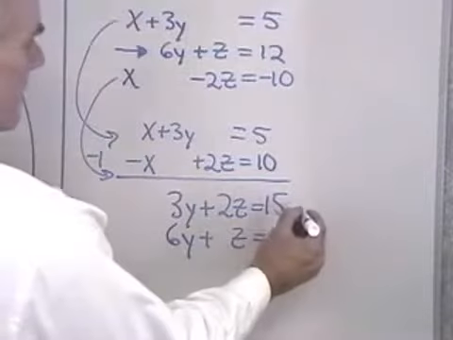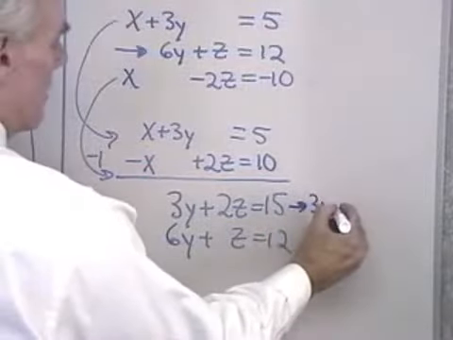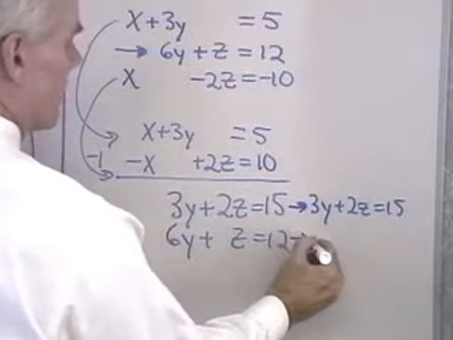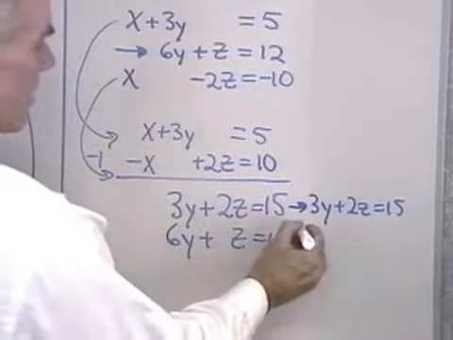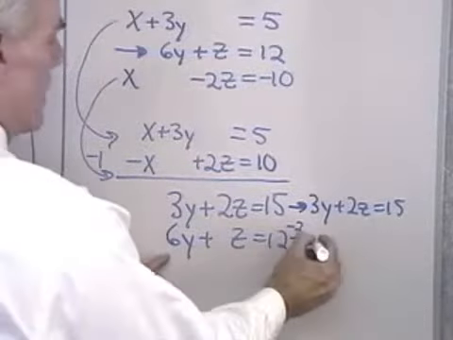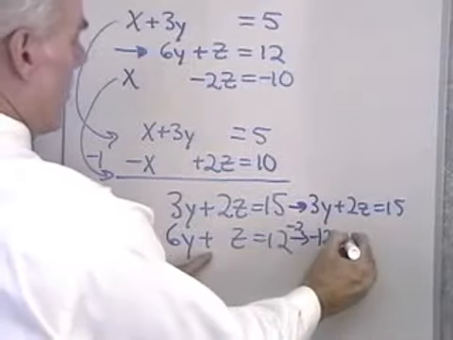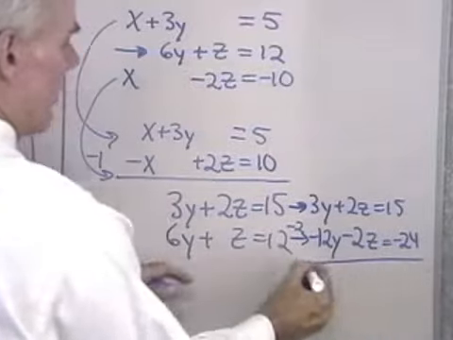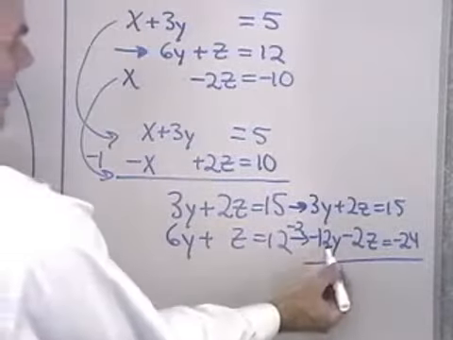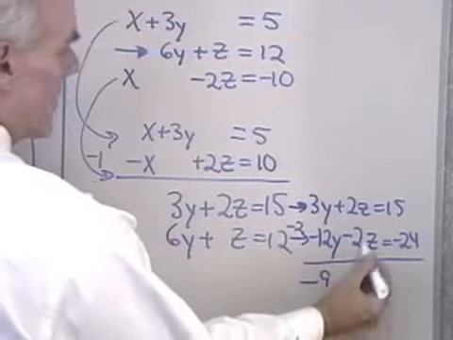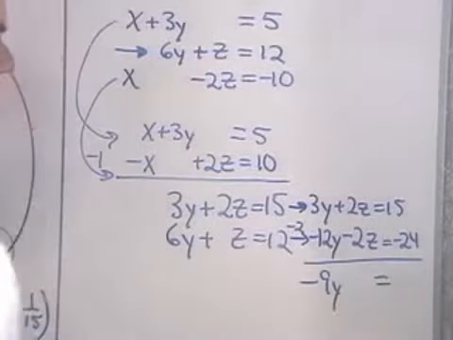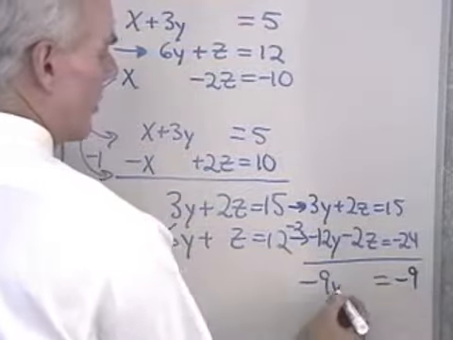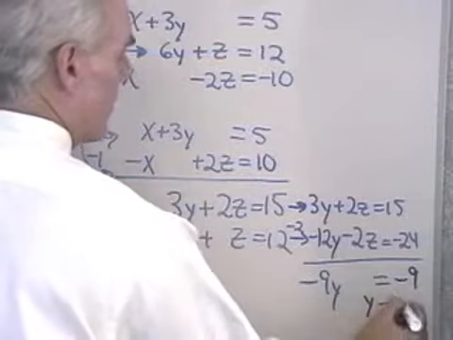This one I think I can do easily by taking my first equation, 3y plus 2z equal 15, and adding it to negative 2 times my second equation. So I'll multiply this by negative 2. I get negative 12y minus 2z is equal to negative 24. Now when I add these together, 3y and negative 12y is negative 9y, plus 0 is equal to negative 9. So y is equal to 1.